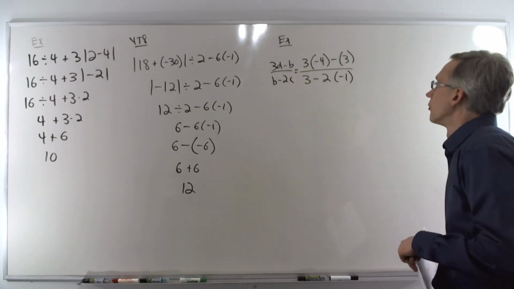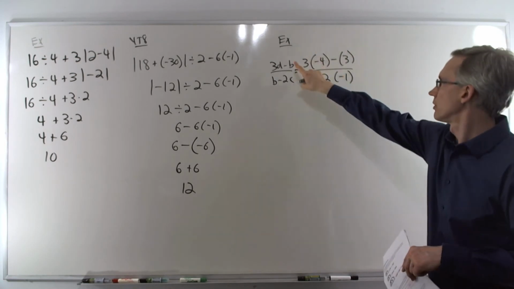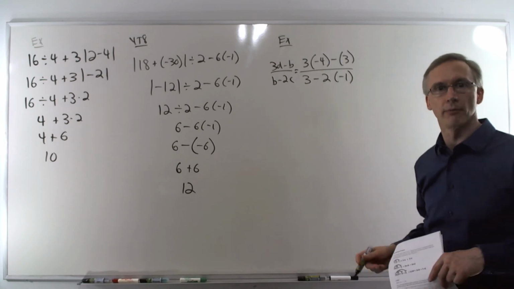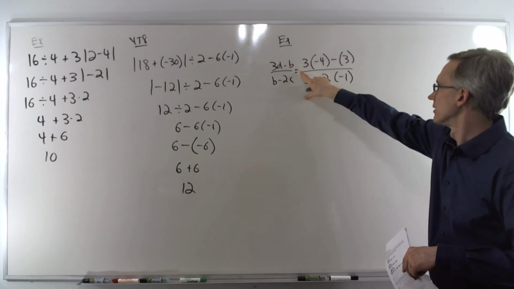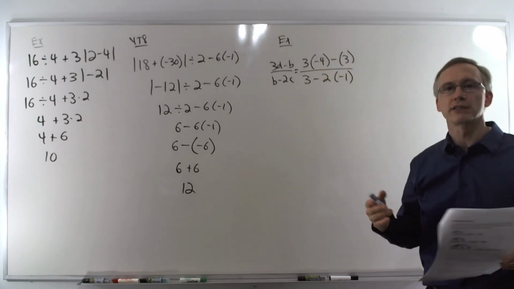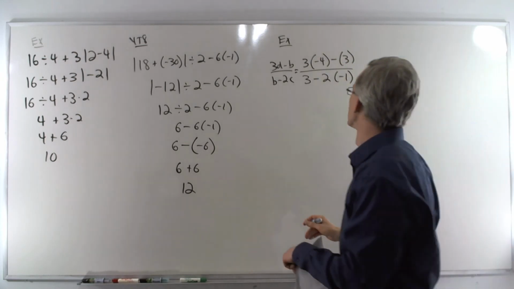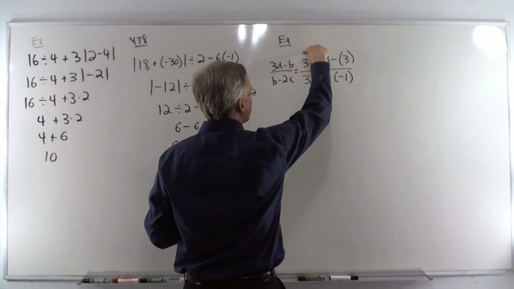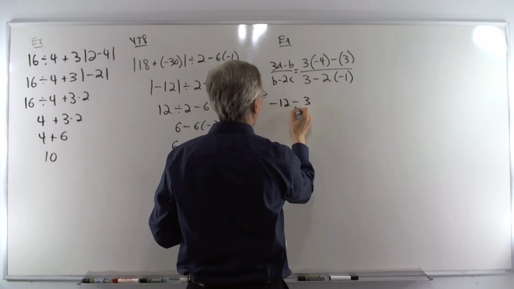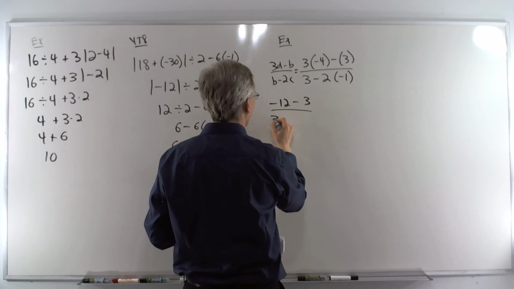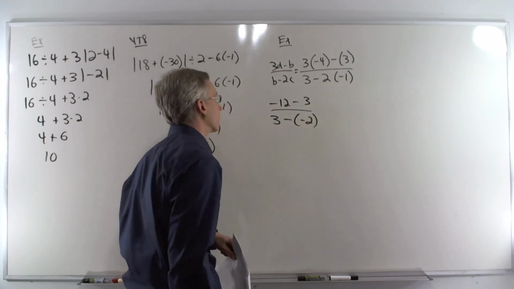Right now, we have a fraction to work with. We can work on the numerator and the denominator separately. We're going to apply order of operations to the numerator and denominator separately. And the reason is, the division bar acts like a grouping symbol. So that means you've got a group on top and a group on the bottom. So order of operations on top, we're going to do multiplication division here. 3 times negative 4 is negative 12. So we get negative 12 minus 3. And on the bottom, we get 3 minus 2 times negative 1 is negative 2.